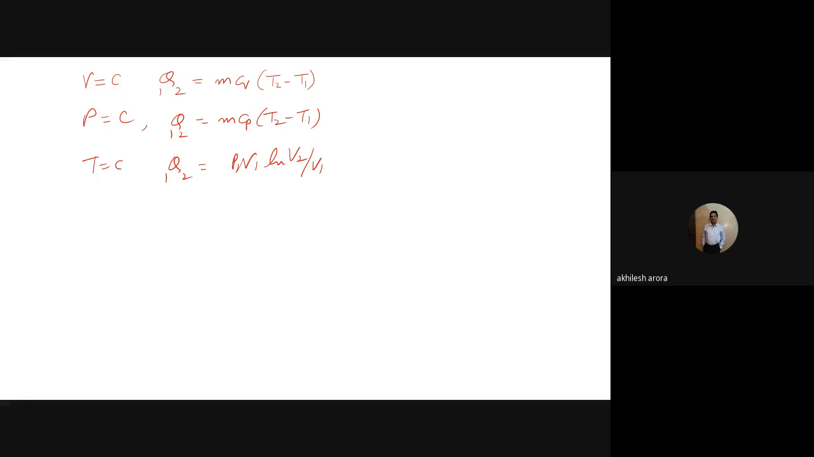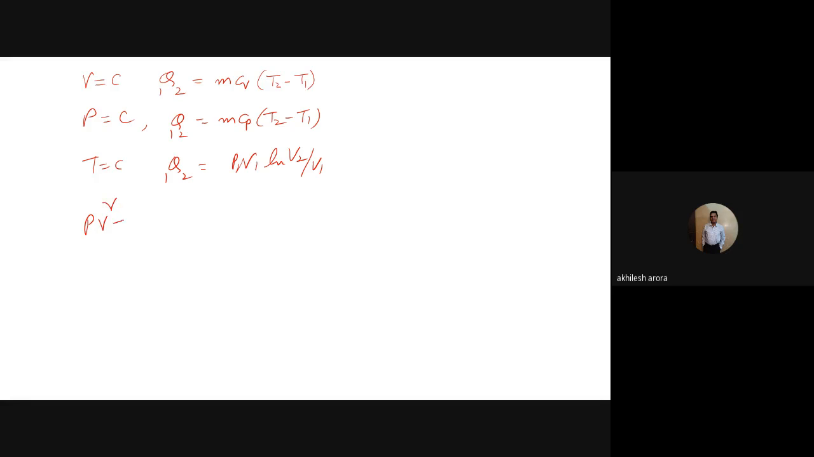In the last lecture, we discussed the heat transfer in the various processes. I told you that for a constant volume process, the heat transfer is given by mCv(T2 minus T1). If it is a constant pressure process, the heat transfer is given by mCp(T2 minus T1). For a constant temperature process, heat transfer is given by P1 V1 ln(V2 by V1).